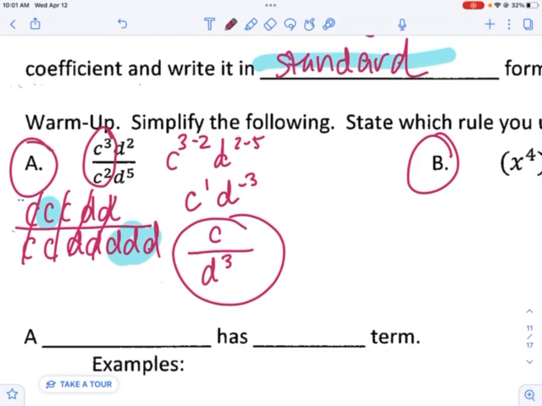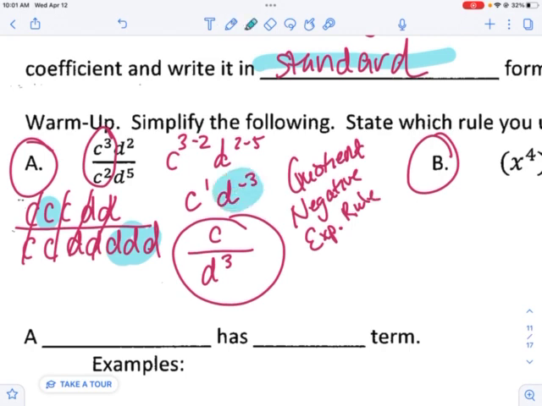The two rules I used, the first one was quotient rule, where I subtracted the exponents of the like bases, and then I used the negative exponent rule, where my negative exponent was in the numerator and I kicked it downstairs to make it positive in the denominator.